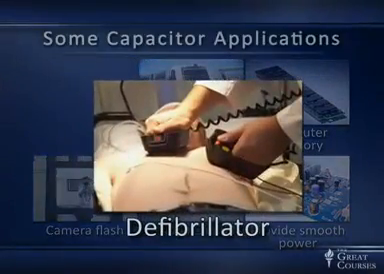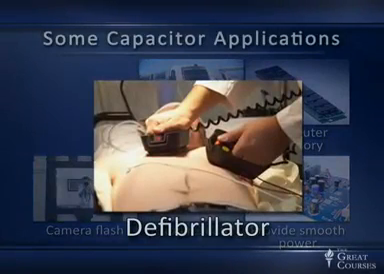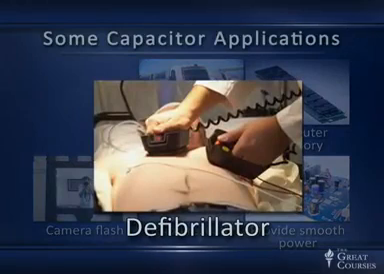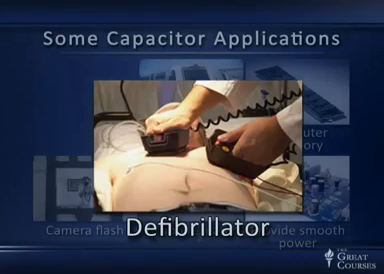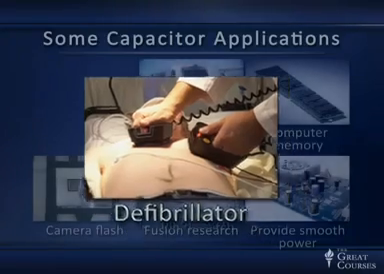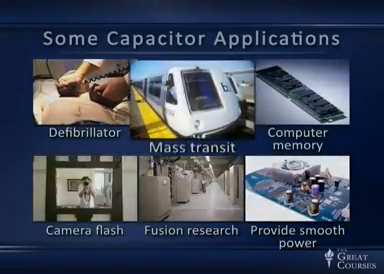Defibrillators, I mentioned before. When you're defibrillating a patient with a heart that's gone into fibrillation, you want to supply a very sudden high-energy jolt of electric current to that heart. It's hard to do that with batteries or other power sources. You'd have to have enormous, massive batteries, but it's relatively easy to charge up a capacitor and then let that energy go very suddenly.